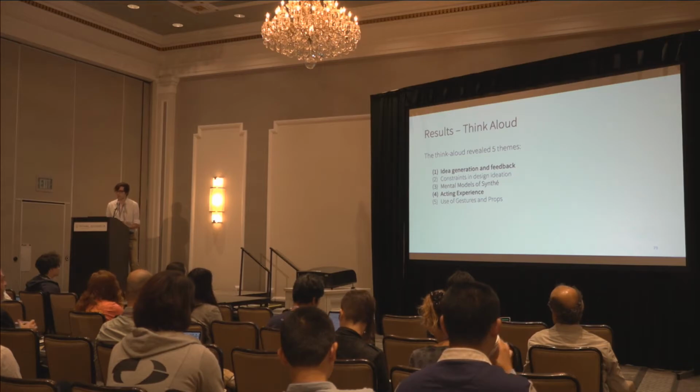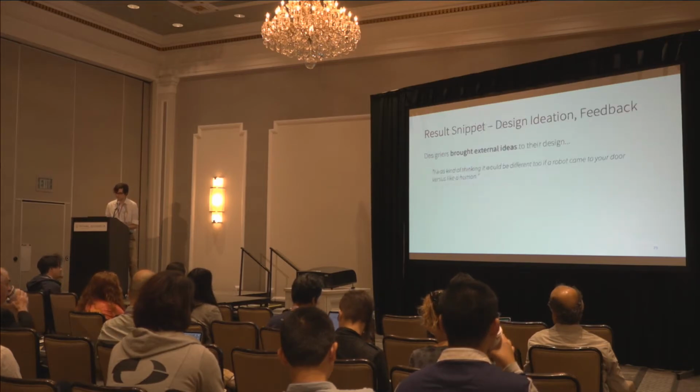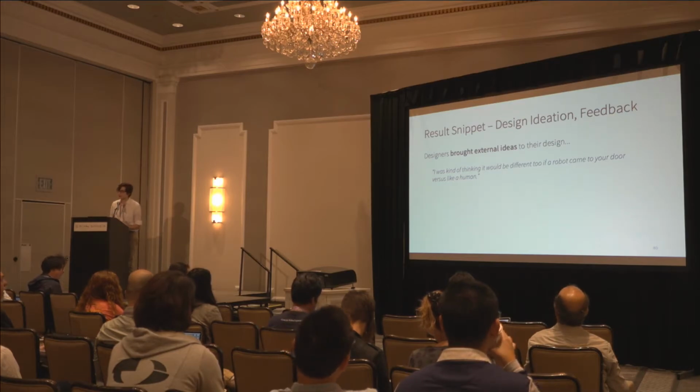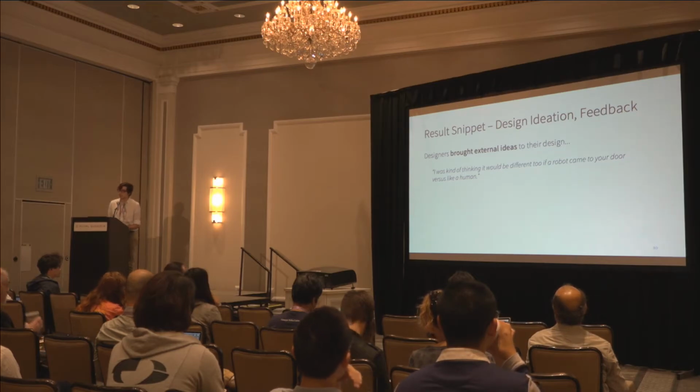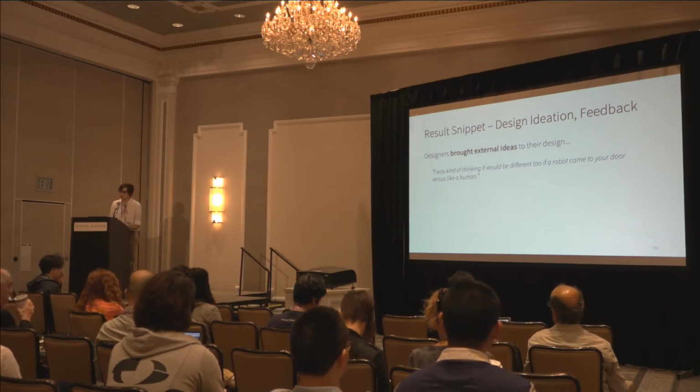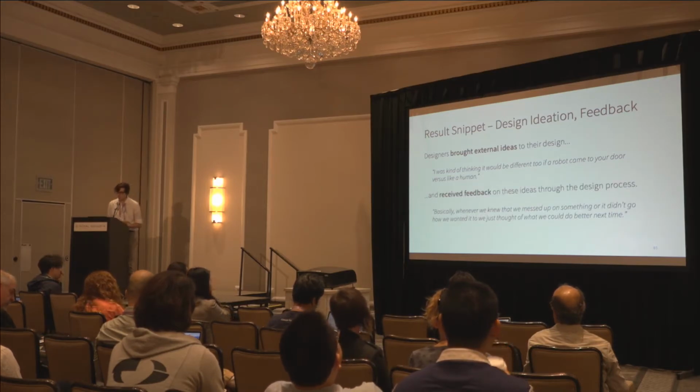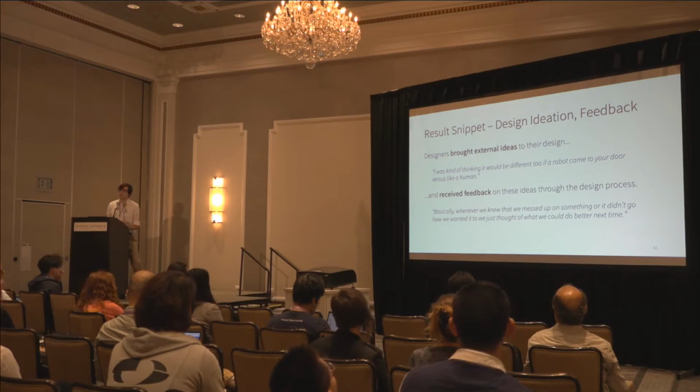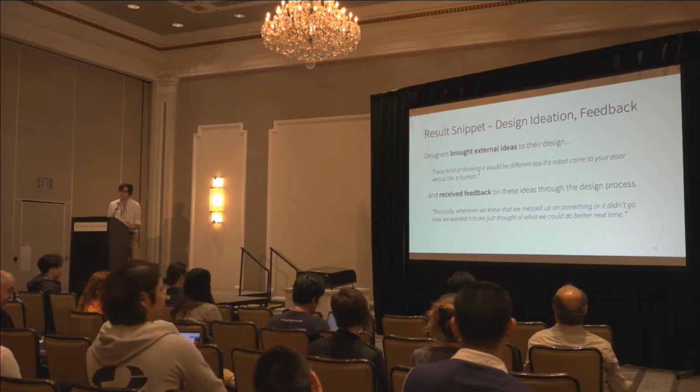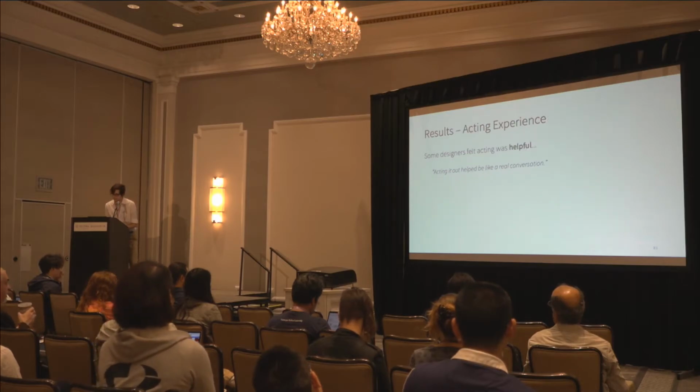So I'll talk about the results from the think aloud first, which exists within 5 themes, but for brevity I'm only going to talk about 2 of these themes. In the first theme, we found that designers often brought external ideas to their design sessions. For instance, many participants based their designs off of preconceived expectations of how a robot would perform in the scenario being designed for. The bodystorming process implemented through Synth, however, provided ample feedback to designers on their design. For instance, designers often received feedback from their partner or from simulating interactions on the robot.